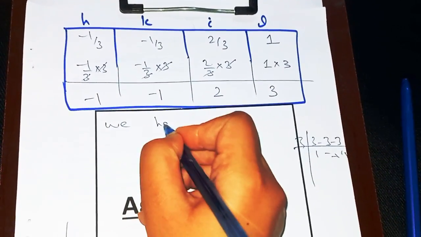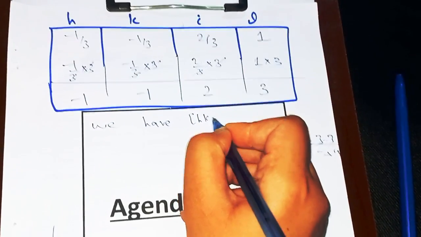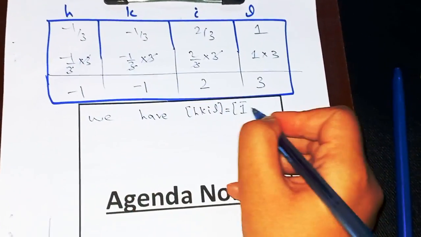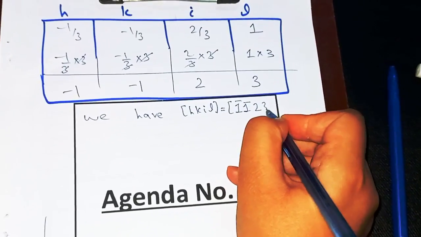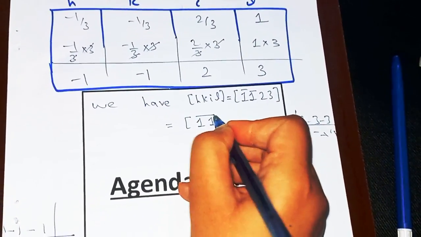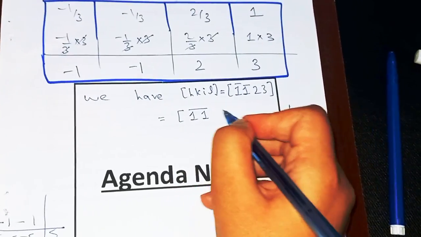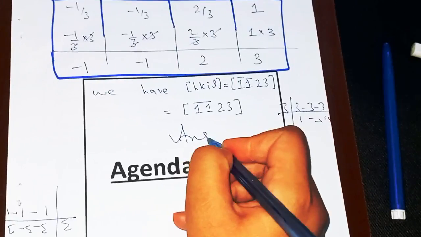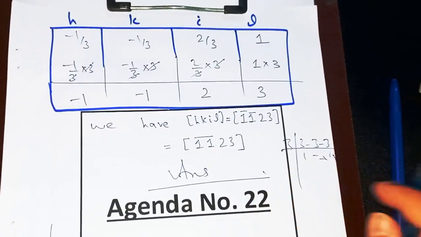We have HKIL equal to 1 bar, second is 1 bar again, 2, 3. In some instances you can also write it as 1 1 with a single bar over it if they are coming consecutively, and like that. So these are the final Miller-Bravais indices, and I hope you got it.